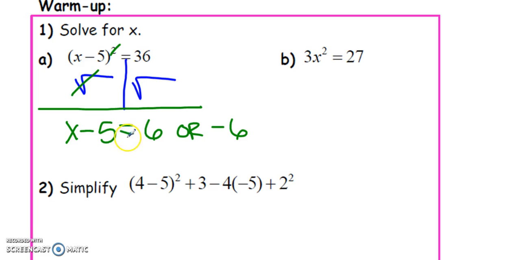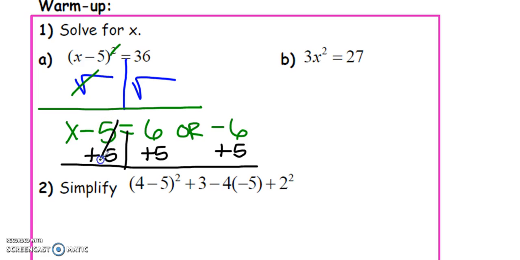So what we're doing basically is two t-charts in one. You can split it into two separate t-charts if you want. Next, I want to get rid of the minus 5 by adding 5 to both sides. So I'm going to add 5 to the positive 6 and the negative 6. So in this case, our x is what remains, and 6 plus 5 is 11. Negative 6 plus 5 is negative 1. So our two answers are negative 1 or 11.